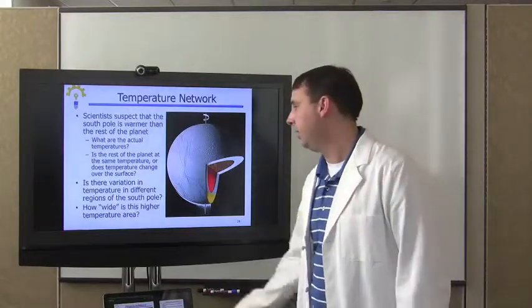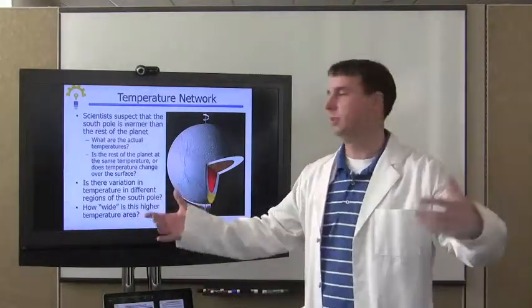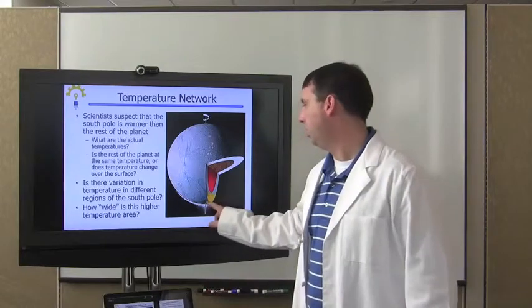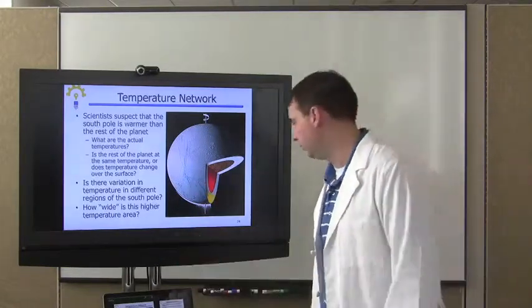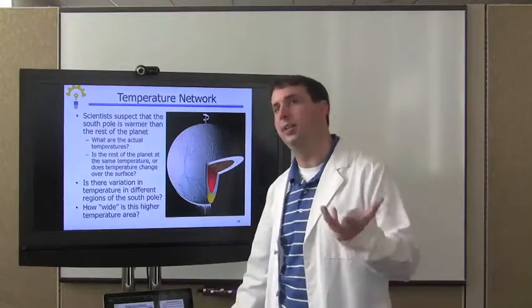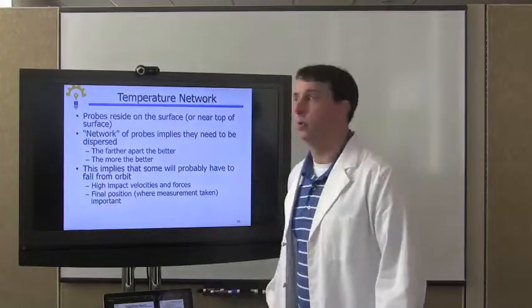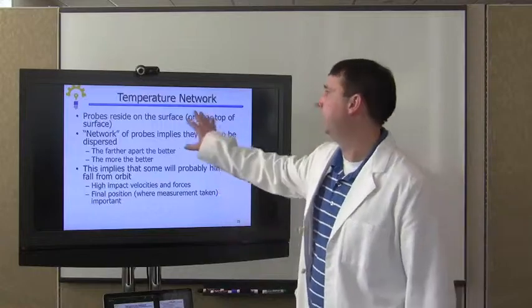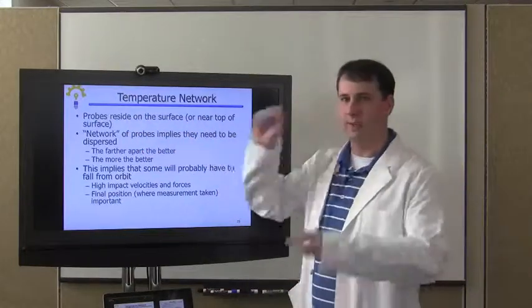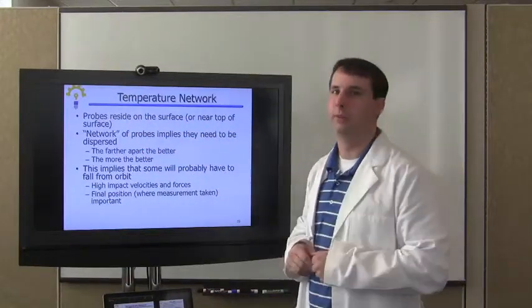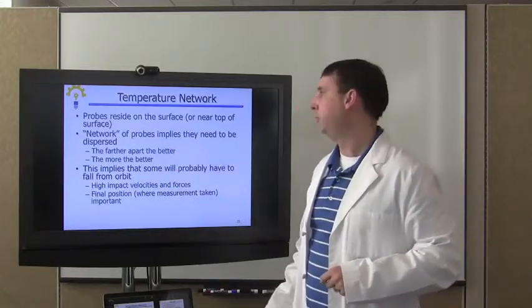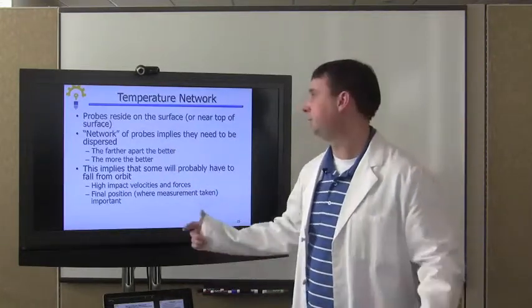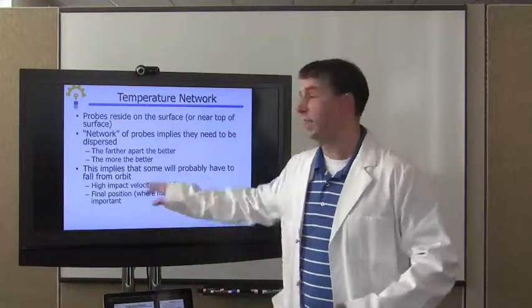Really interesting stuff. And how wide is the high temperature region? So is it just there at the South Pole? Is it a quarter of the planet? Is it a half of the planet? What is it? So that's temperature measurement, planet-wide stuff. Temperature network. The probes reside on the surface. You're basically dropping a bunch of probes on the surface of the planet. The network of probes implies they need to be dispersed. The farther apart, the better, and the more, the better.